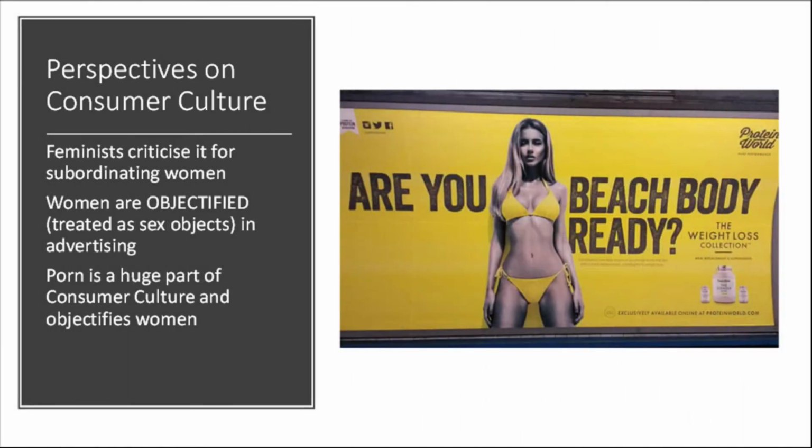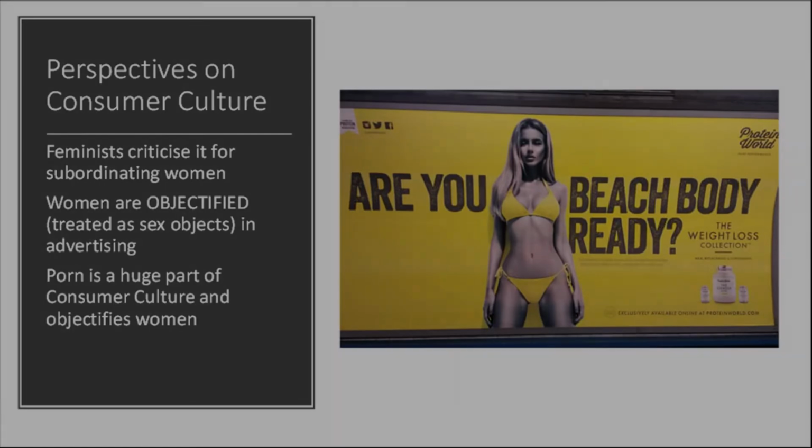Feminists find a lot to criticize in consumer culture because the female body is used to advertise products, and this contributes to the treatment of women as sex objects. Porn is a huge part of consumer culture as well, and many feminists see that as harmful towards women.